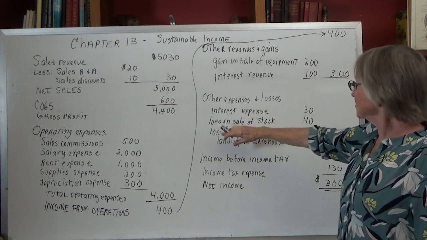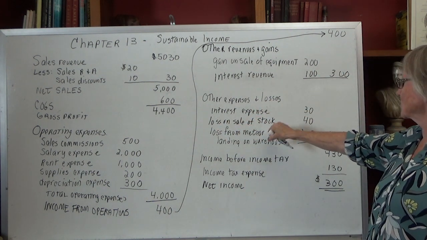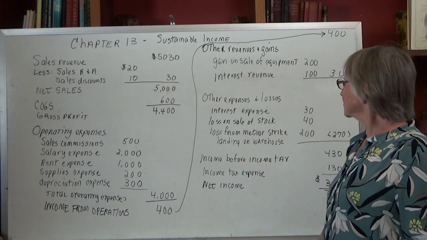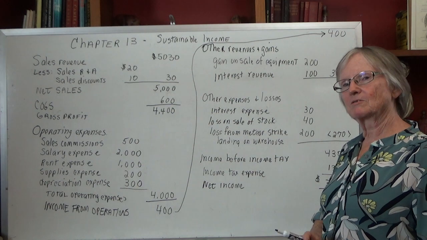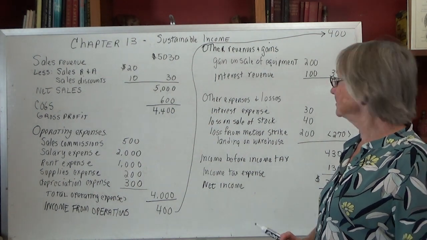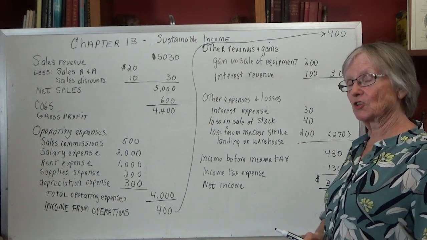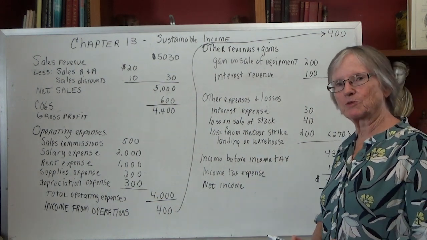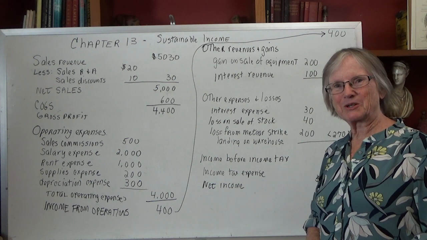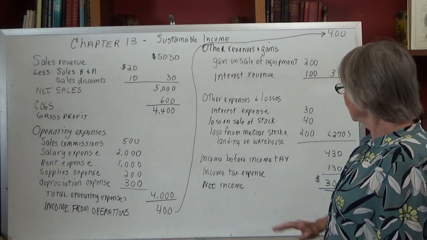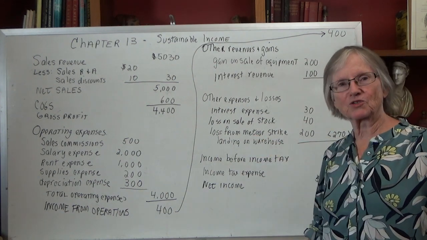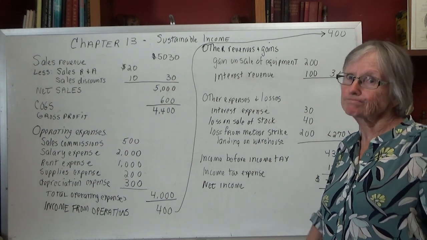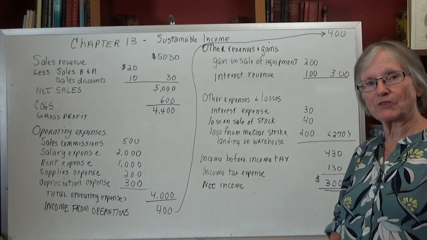We've got some other expenses and losses. So maybe interest expense, maybe we had a loss on the sale of stock. Even something like a loss from a meteor strike landing on the warehouse. That would be an other expense and loss. Until FASB changed it, there used to be a category called extraordinary items. One might think that a meteor strike would be extraordinary, but it no longer is. It's just an other expense and loss. So that's where it would go if that happened to you.